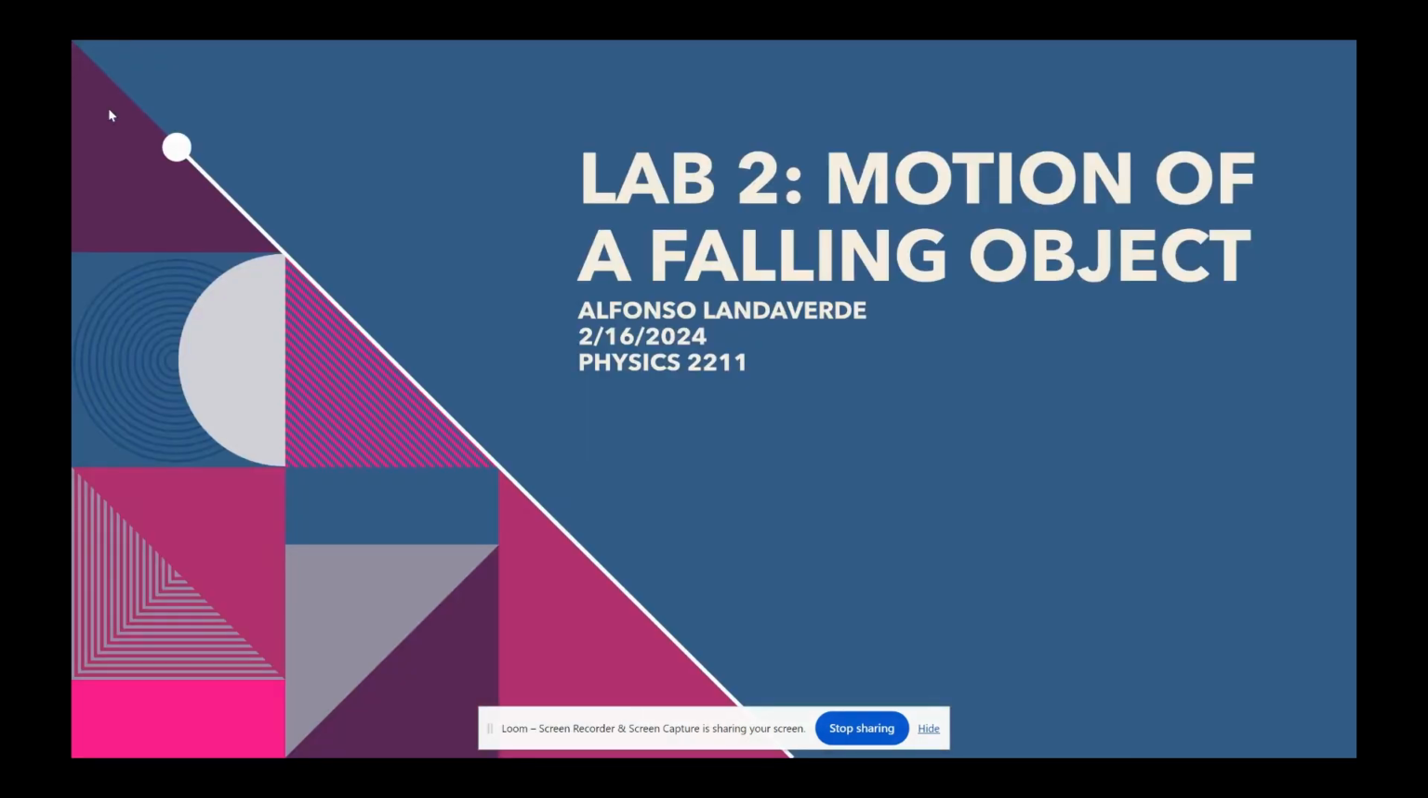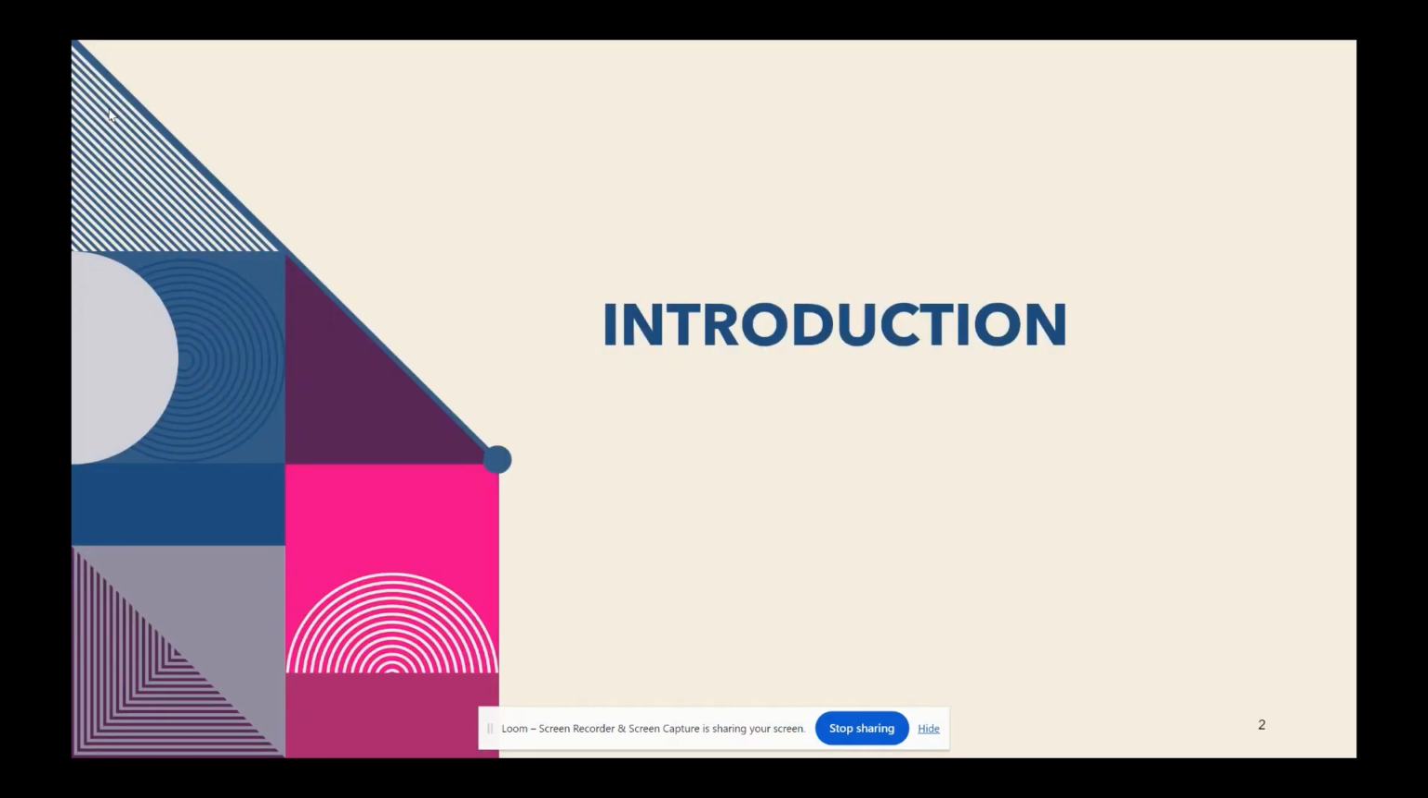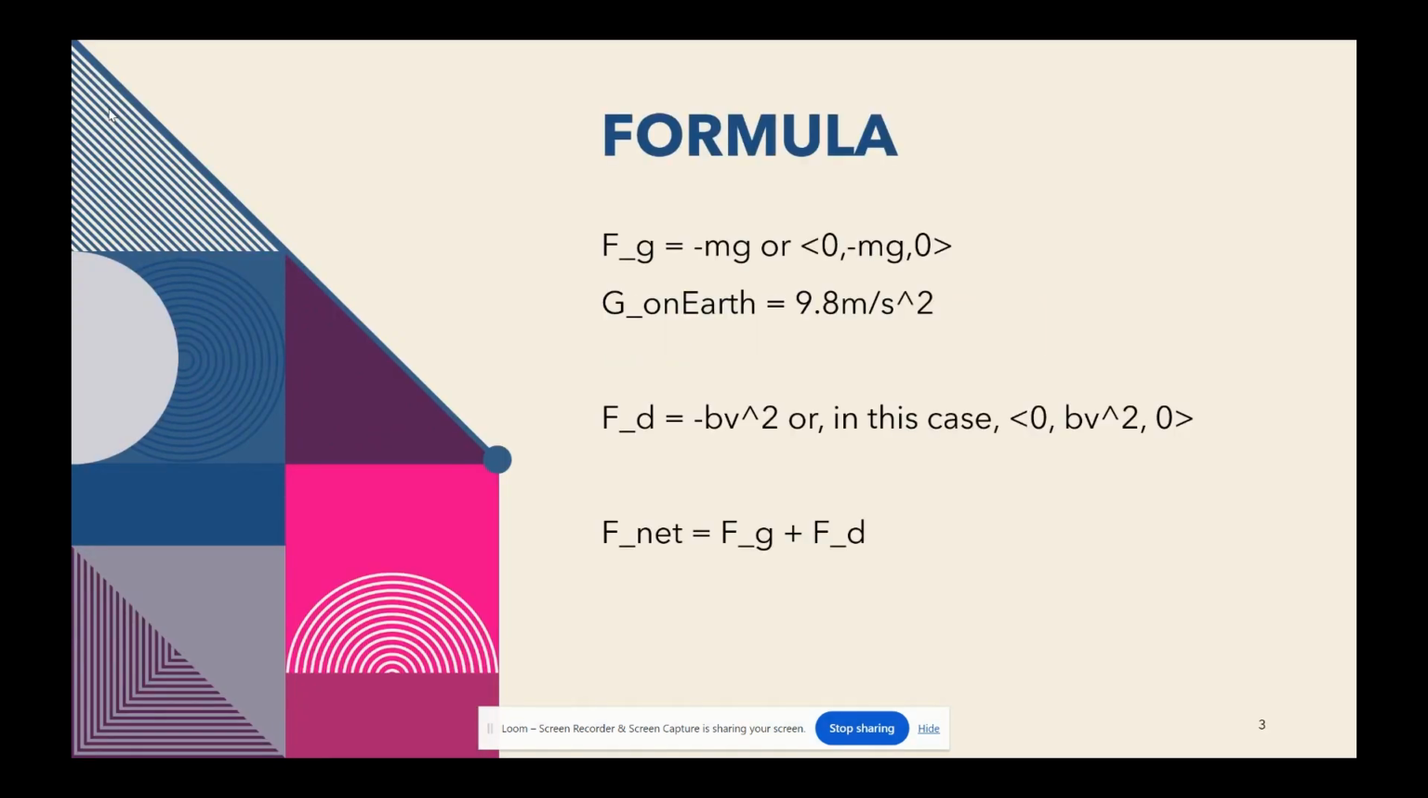And this lab is motion of a falling object. To introduce this, we are going to have to go into some physics background. When discussing the motion of a falling object, we look at more than two things, but in this specific lab, I'm just going to be looking at the two forces acting on the object, which will be gravity and then drag.